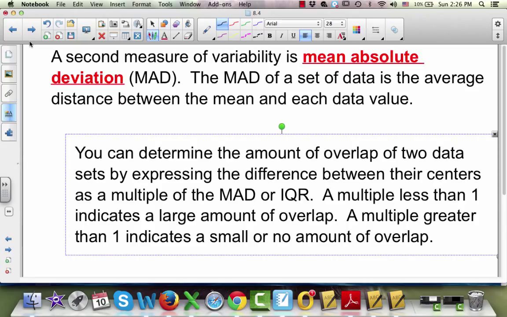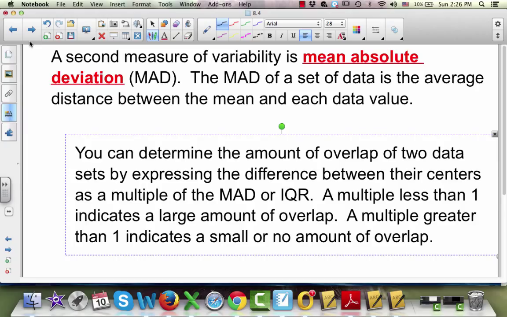A second measure of variability is the mean absolute deviation, or the MAD. Hey, that makes sense, doesn't it? Mean and MAD. The MAD, or the mean absolute deviation of a set of data, is the average distance between the mean and each data value. Oh my goodness. We're going to need to practice this because that sounds complicated.